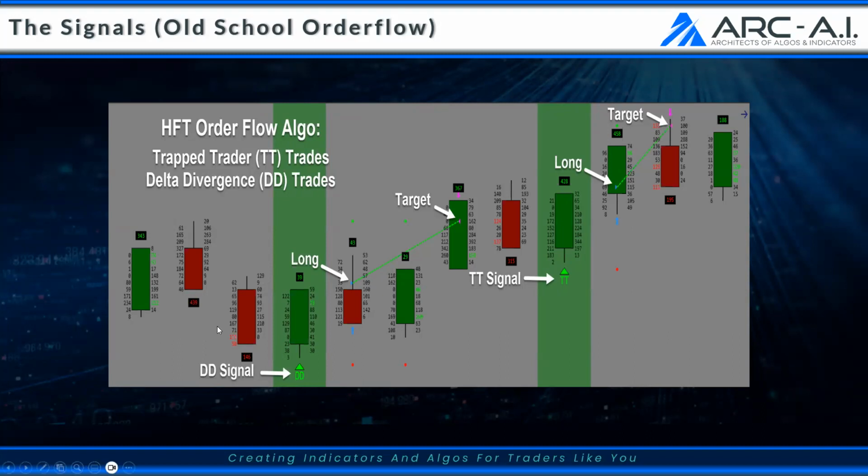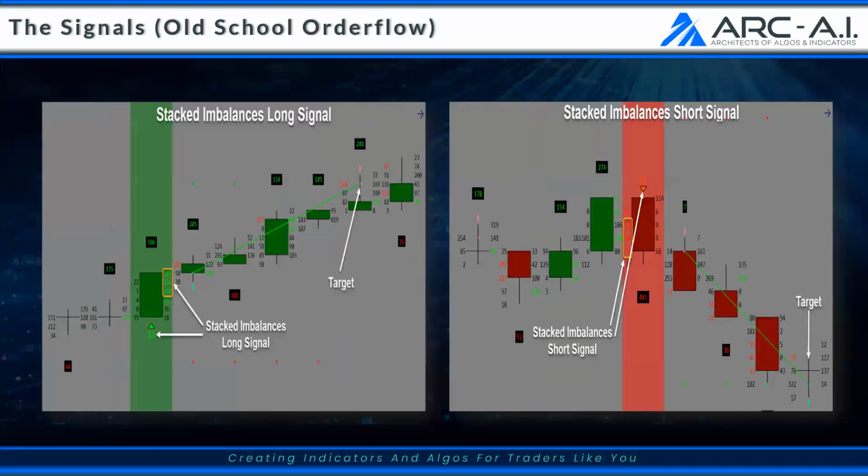Okay. So some of the previous signals you might have heard of: delta divergence, right? You might have heard of trapped traders, these types of signals. You might have heard of stacked imbalances. Many of you are familiar with stacked imbalances if you're trading order flow. That's the idea that there's bid aggression or ask aggression.